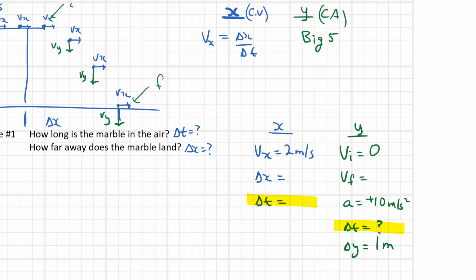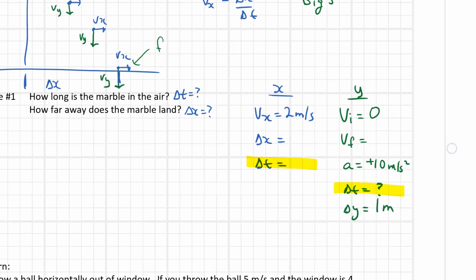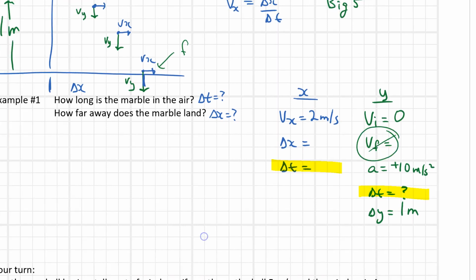Okay, so let's try this out. Let's look at our y information, and which equation does not have a VF in it? That would be equation number 1. So I'm going to start off with looking in the y direction. Equation number 1 is delta y equals VI delta t plus 1/2 a delta t squared. Since the initial velocity is 0, that term just disappears altogether.